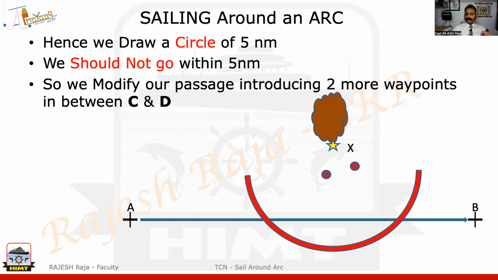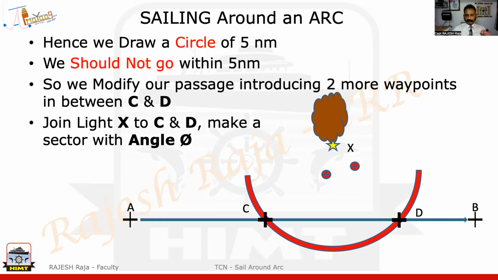So what I do is I modify my passage. I introduce two more waypoints, and I call them Charlie and Delta. You can see exactly where the circle cut the original rhumb line course. I'm calling this Charlie and Delta. So how do I use this and still stay away, for achieving my minimum clearance from that?